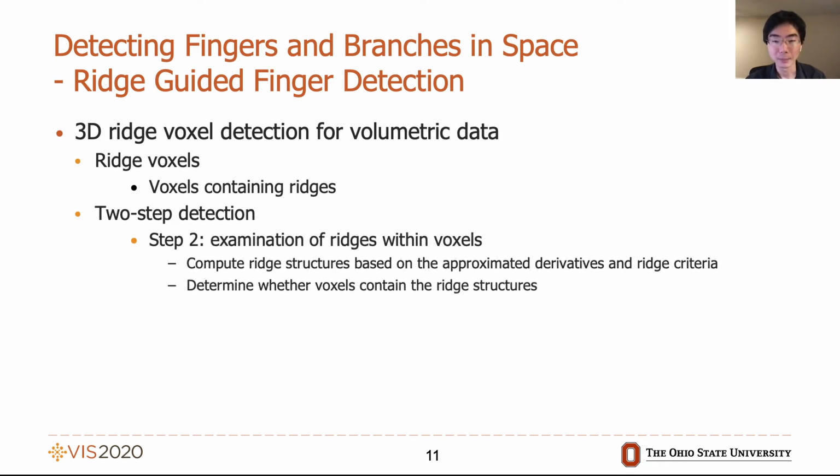In the second step, we compute ridge structures using the approximated derivatives and the ridge criteria. Then we examine whether Voxels contain the ridge structures to extract the ridge Voxels.